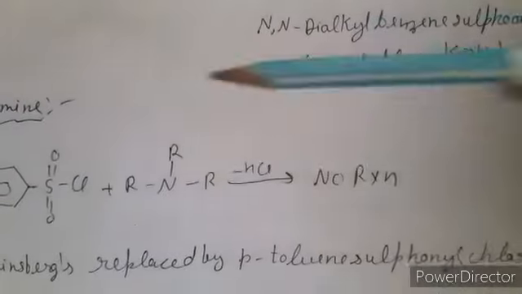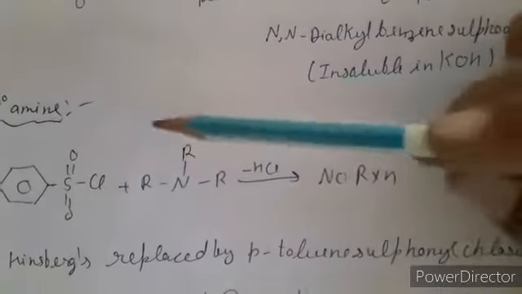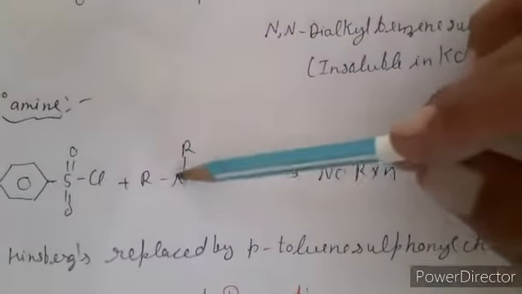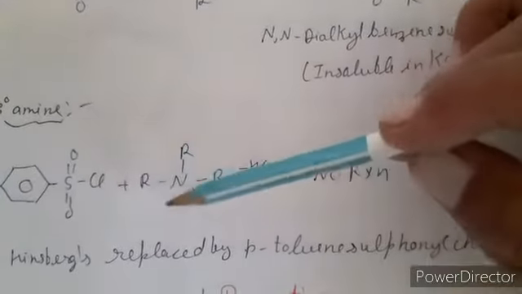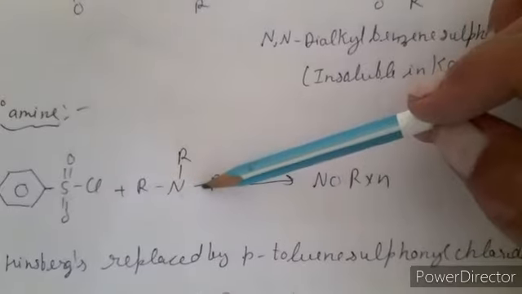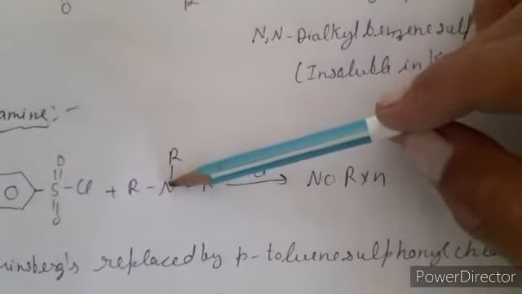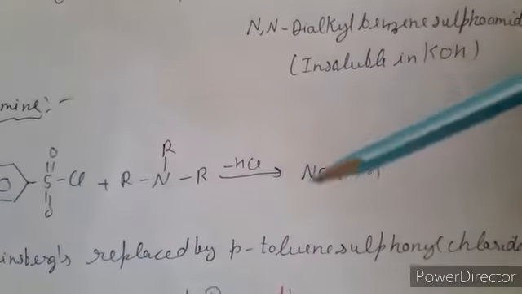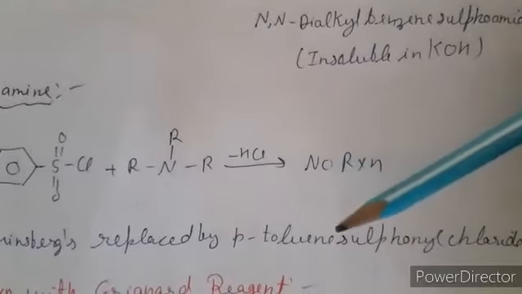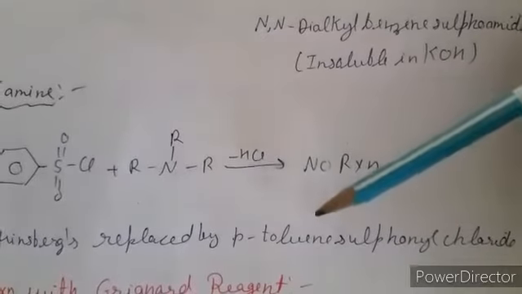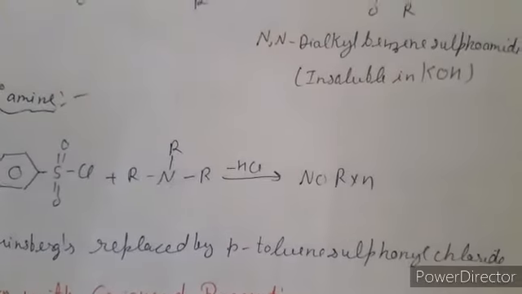So that's why it is insoluble in KOH. A tertiary amine does not react with Hinsberg reagent, because there is no replaceable hydrogen on the nitrogen for the reagent to bond to. That's why it does not show this reaction. But these days we use para-toluene sulfonyl chloride instead of Hinsberg reagent.